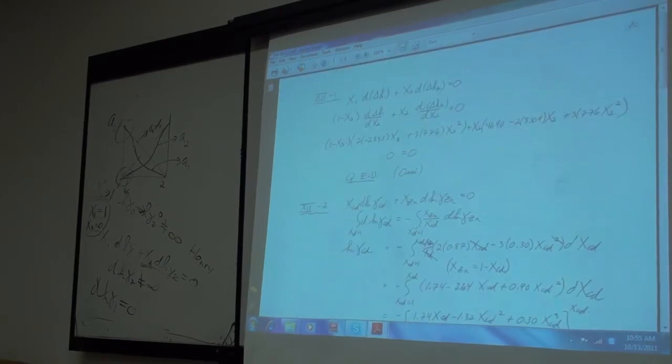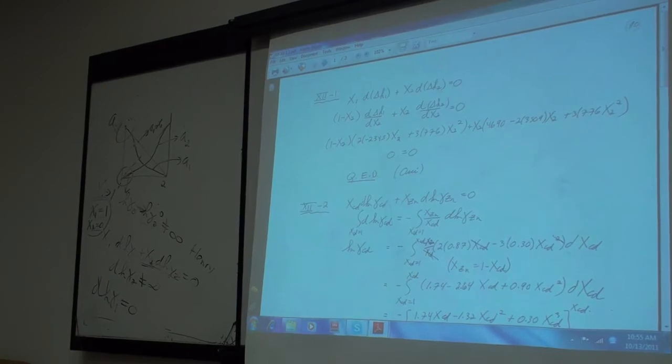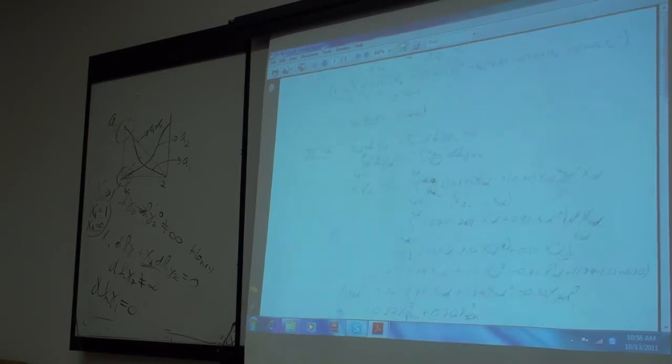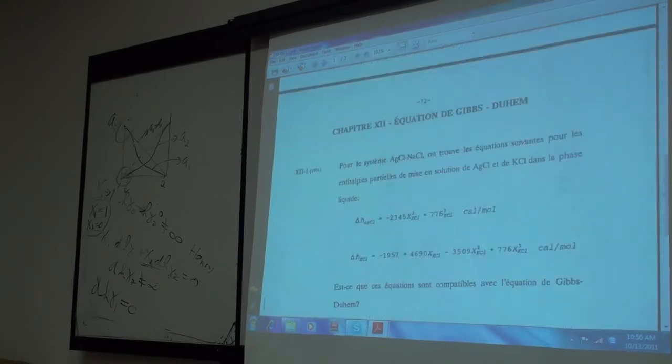There's the Gibbs-Duhem equation: x1 d del h1 plus x2 d del h2 equals 0. I made x1 equal 1 minus x2. So d del h1 over dx2 plus x2 d del h2 must be equal to 0. I put my expression for del h1 on this side and differentiate it. I put my expression for del h2 on this side and differentiate it, and in fact it comes out to be 0. So the answer is yes, they're consistent with the Gibbs-Duhem equation. But this is just to prove the point that you can't just take any expression for one partial property and any one for the other.